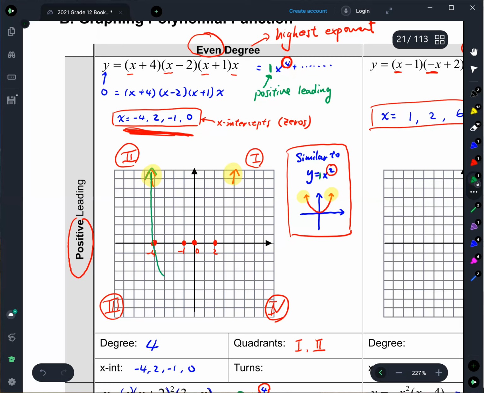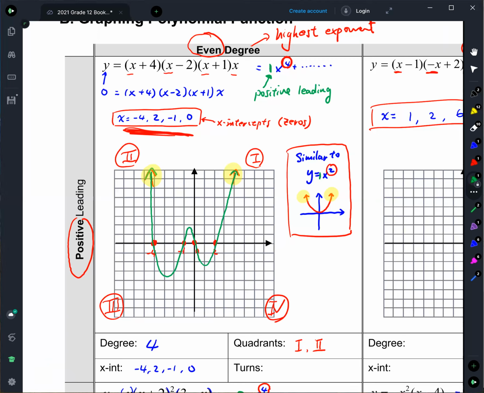X-intercept means where the graph will go through, right? It will go through -1. It has to go through 0, so it has to bend. And it has to go through 2 in order to touch the other arrow, right? It has to start with one arrow and then end at the other arrow. Does that make sense now, Daniel?